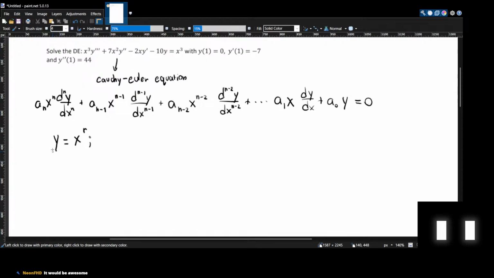Alright, so when it comes to a Cauchy-Euler equation like this, what you do is you assume that y equals x to the power of r. Why is that? Because when you look at x to the power of r, if you take the derivative once, what do you get? You get x to the power of r minus 1, one degree less. And then that thing gets patched by the x over here.